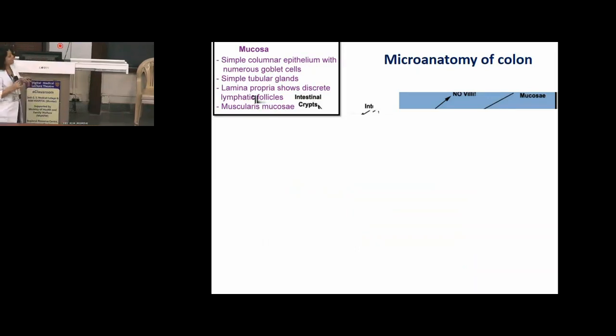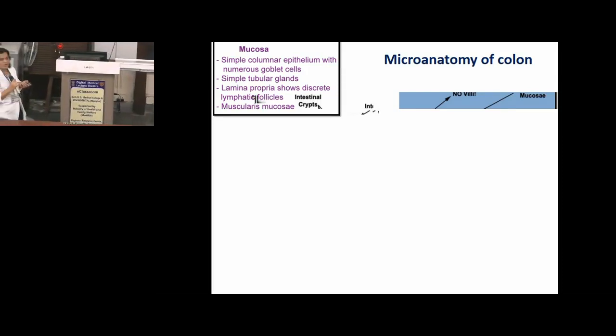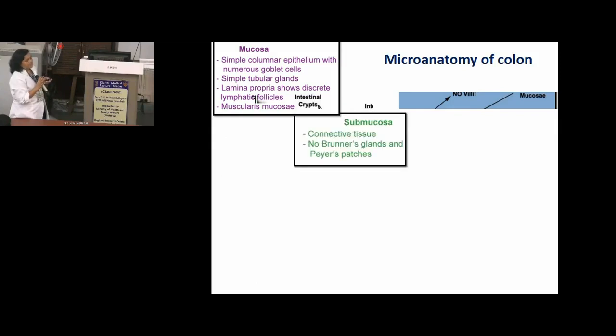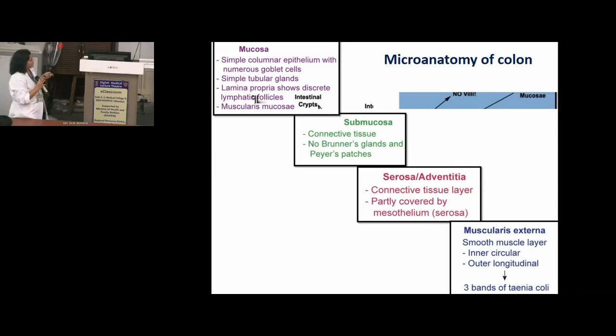You can read what you get to see in mucosa. Epithelium remains the same, simple columnar. Multiple goblet cells will be seen. The glands are there, the dipping down of the crypts, that is the simple tubular glands. Submucosa will not have anything, no Brunner's glands, no Peyer's patches. I'm sorry, its orientation is a little off. This should have come earlier. Okay. So 3 bands of taenia coli would be seen.